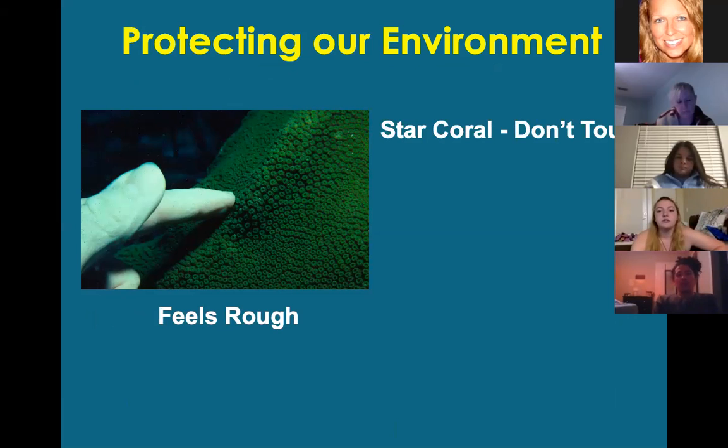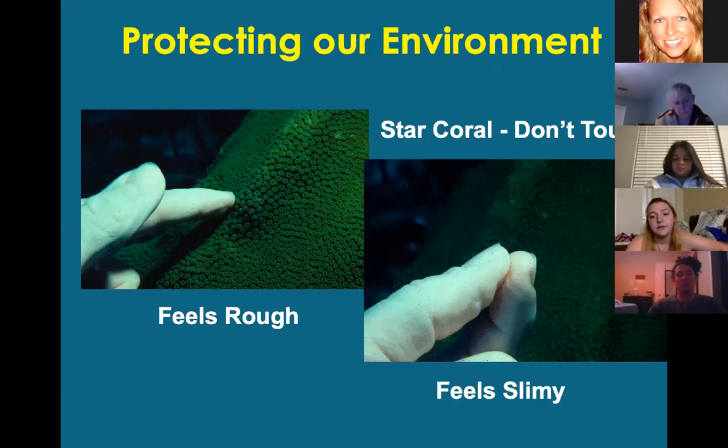Star coral, don't touch it. Like I said, don't touch anything. It is probably going to harm it. They feel really rough, but it can hurt it if you're touching it. So this is a picture of them touching it when they shouldn't be.